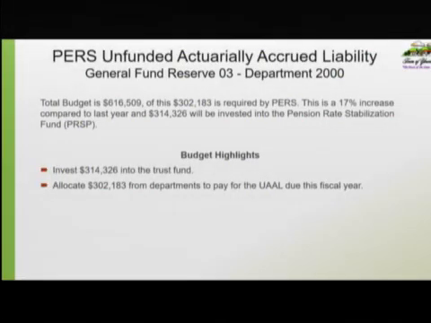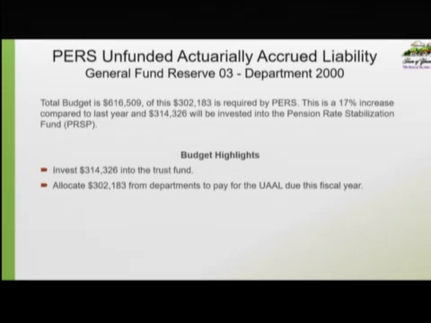It's for the unfunded actuarially accrued liability. Fund 03, we've budgeted $616,509. Of this, $302,183 is required by PERS. It's the payment that we make when the market doesn't perform. It's a 17% increase compared to last year. $314 will be invested into our pension rate stabilization fund, which was recently adopted. So those are really the basic highlights for this budget line item.